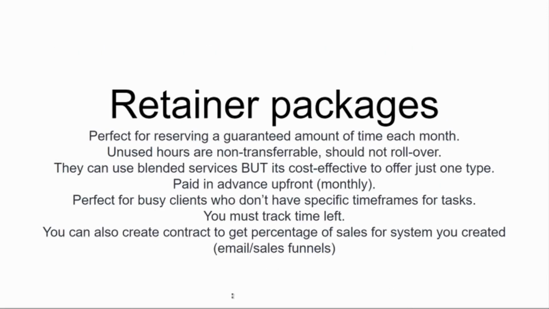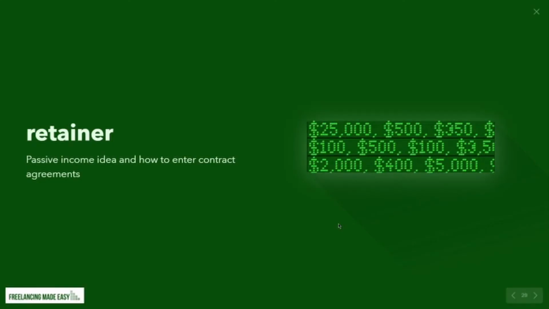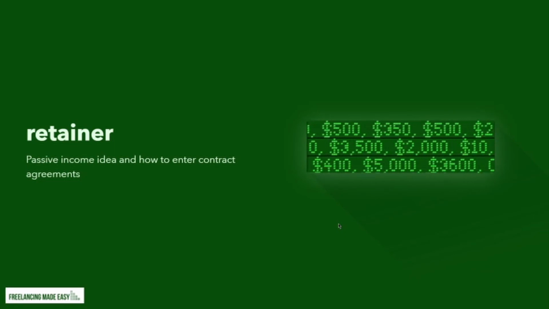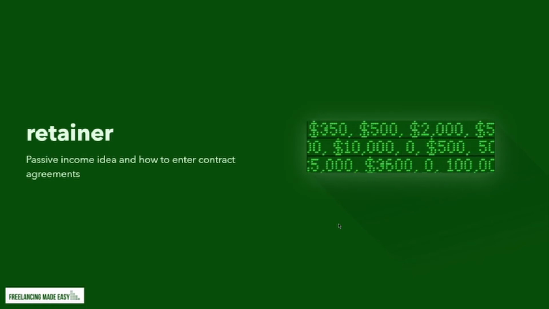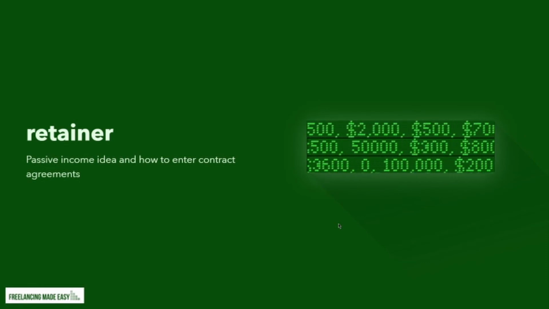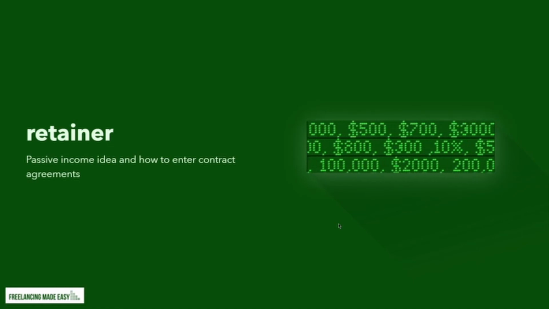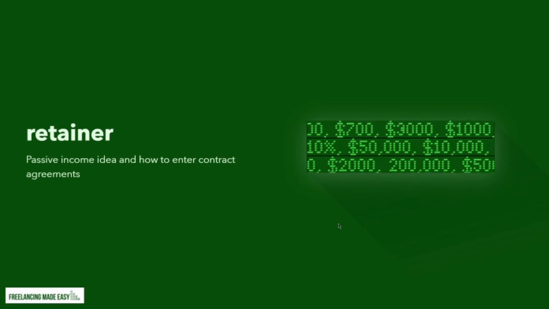Now, let's continue sa retainer. Ano naman ang pinagkaiba nitong retainer? Pwede siyang passive income. Dalawang ways. Una, if you have created a system, mamaya sabihin natin sa inyo paano yan. Or, dapat naka-stipulate sa contract nito. Or, bibili sila ng hours mo, guaranteed hours, so they can tap your service anytime they need.